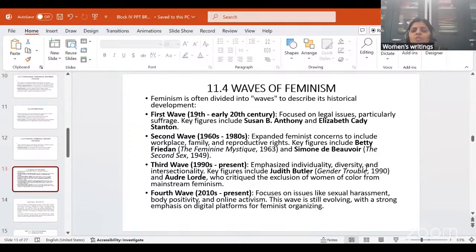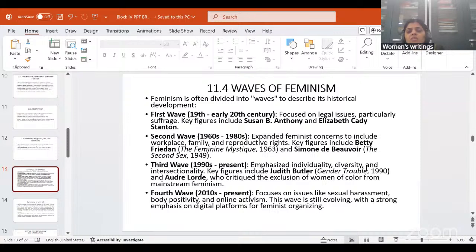The key figures include Susan B. Anthony and Elizabeth Cady Stanton. These people fought for the legal rights of women, civil rights especially. Then when we talk about second wave feminism, between the 60s and 80s, this wave came into existence and expanded feminist concerns to include workplace, family, and reproductive rights. So why should women not have rights over their own bodies? What sort of working conditions should there be, and what conditions exist? How families sometimes make women invisible labor, silent mourners, and all these things. These things have been discussed in second wave feminism.